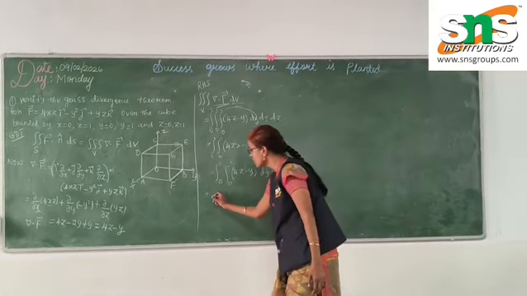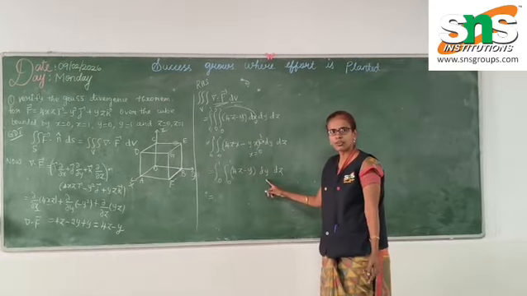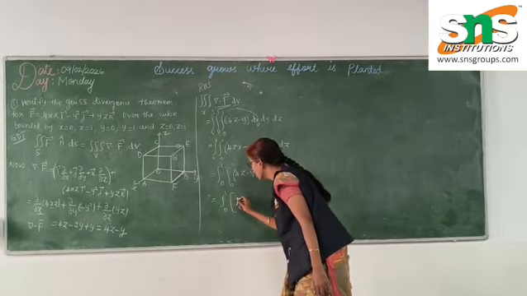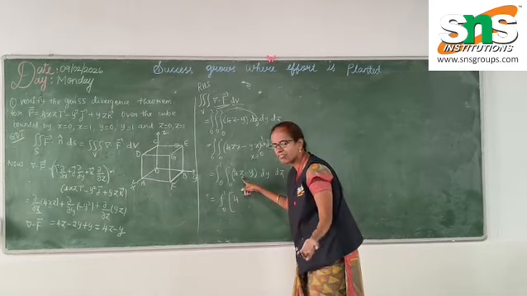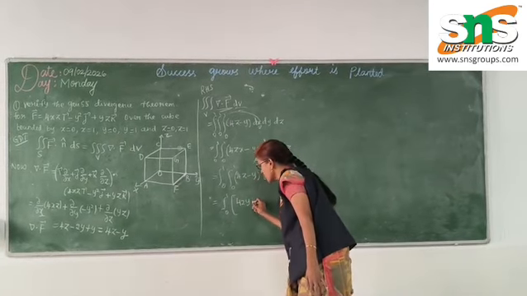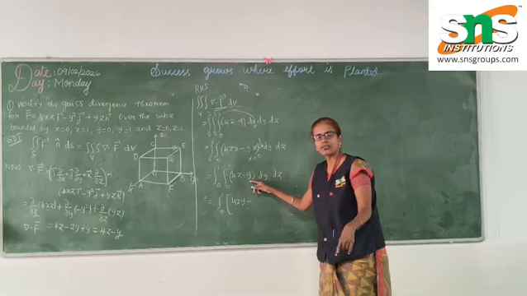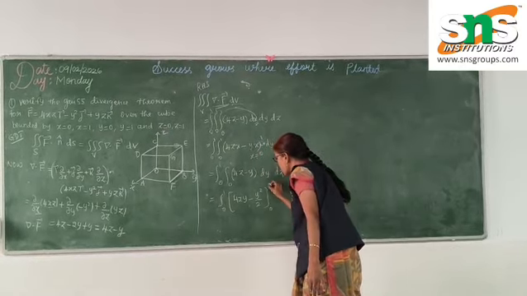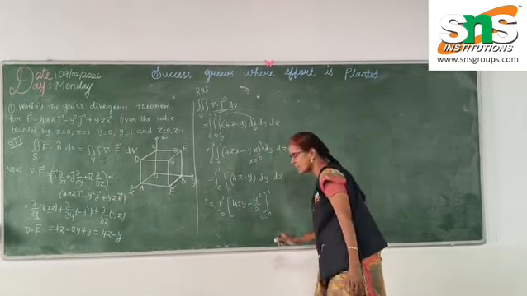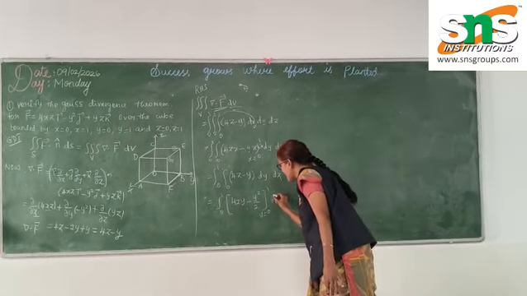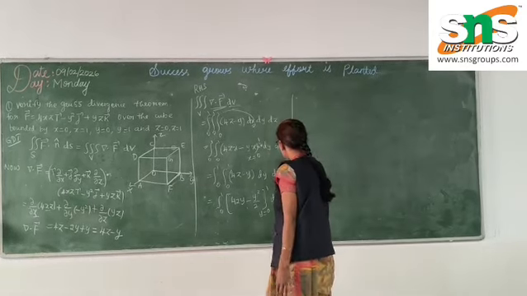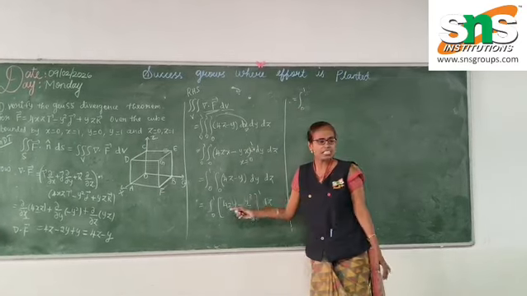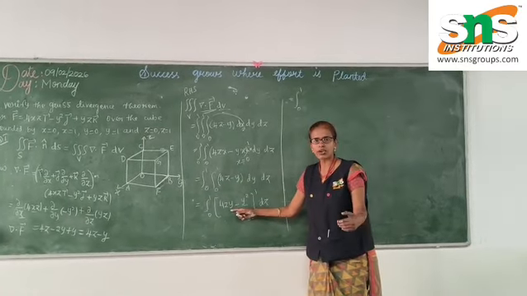The next thing is, we need to integrate with respect to y, integral from 0 to 1. For the first case we don't have any y, so we just add y. Then in the second case we have y. Integration of y is y square by 2, with limits from 0 to 1 for y. The next thing is dz, integral from 0 to 1. Just replace the upper limit as 1 for y.